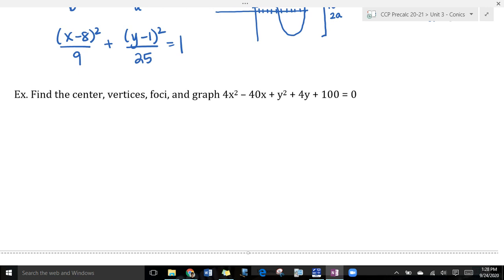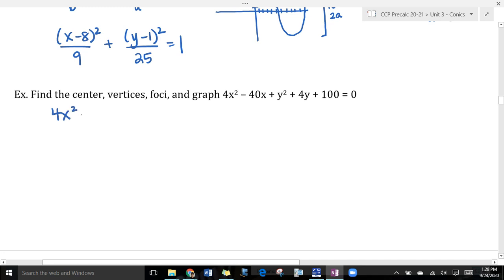Let's go ahead and do some rearranging. I want to make sure my x's are grouped together. So 4x squared minus 40x, and then my y's, so y squared plus 4y. And any constants, like this plus 100, I'm going to go ahead and get to the other side of the equation. Sometimes these will be out of order. You just want to regroup x's and then y's and then equals your constants.